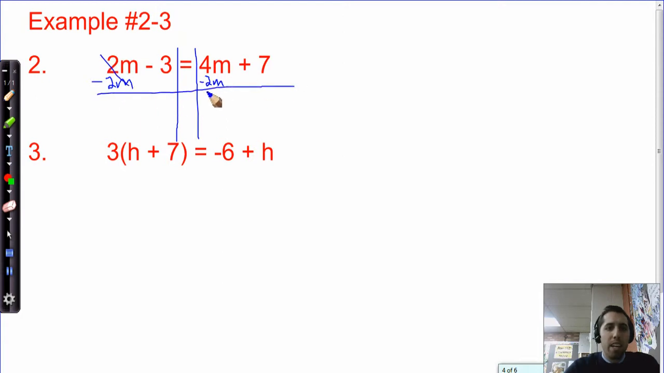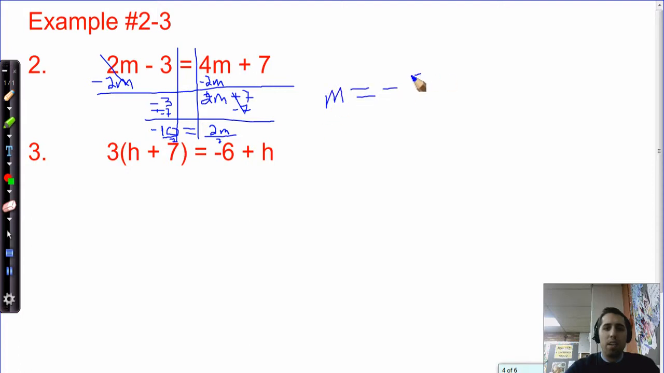What are we going to be left with? We're going to have 4... That was awful. We're going to have 2m plus 7 is equal to -3. Next step is to cancel out the addition. Remember, subtracting 7 is the same as adding -7. If 2m is equal to -10, I can divide both sides by 2. And hopefully you'll see that the answer we're going to get is m is equal to -5.